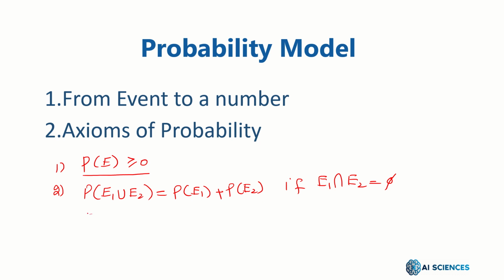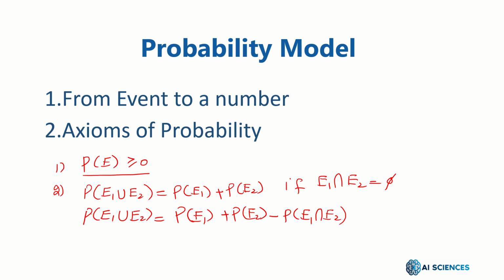If they're not disjoint, the more general formula is like this. They may be disjoint, or they may not be disjoint. In that case, you have the probability of E1 plus the probability of E2 minus the probability of the intersection, because the intersection is counted twice. Remember, the intersection elements appear in E1 as well as in E2. So towards the chances computation, they are counted twice. So we have to subtract one of its contributions to balance out the overcounting that we did.